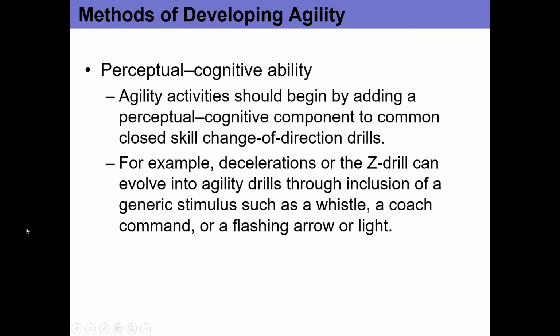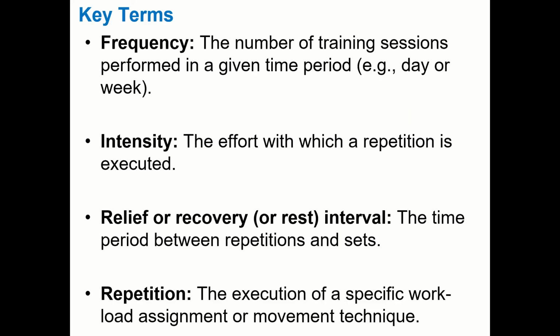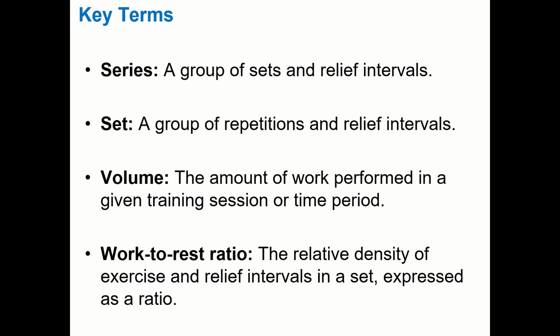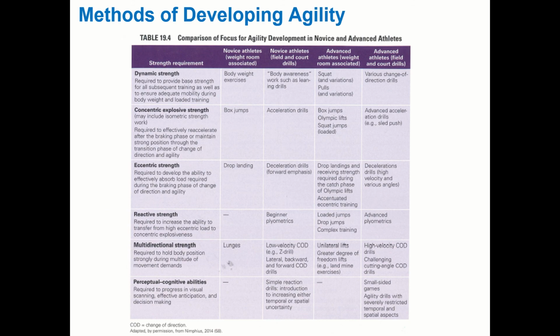Perceptual cognitive abilities. This is the same thing I was talking about earlier: to maximize agility, not only do we have to work on change of direction, but we also have to work on change of direction in response to a stimulus. That's what this slide deals with. Some key terms that I won't read to you there. To be honest, these key terms overlap quite a bit with the same key terms we've talked about in the past: frequency, intensity, repetitions. So you're familiar with those at this point. Same thing, series, set, volume, work-rest ratio. None of that should be groundbreaking at this point in the course or in the textbook.